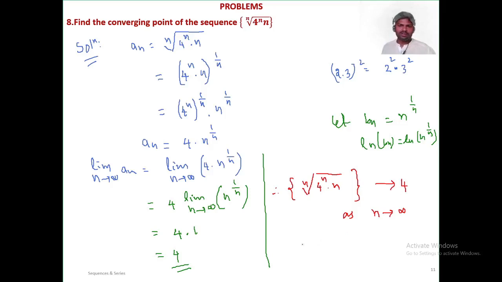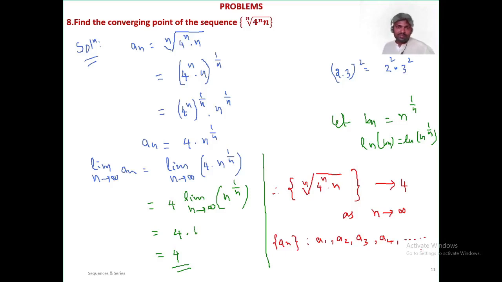Converging to 4 means, see, once again I am telling, already told in my first class. See, for example, a_n is a sequence. Okay, a1 is the first term, a2 is the second term, a3 is the third term, and so on. So these are the terms of the sequence. Second position term a2, third position term a3, fourth position term a4. Likewise, what is the number which is at infinite position? You cannot go to that infinite position, first of all. The infinite is a large number. You cannot go to that number. Without going to that position, what is the number? So that is called converging point.